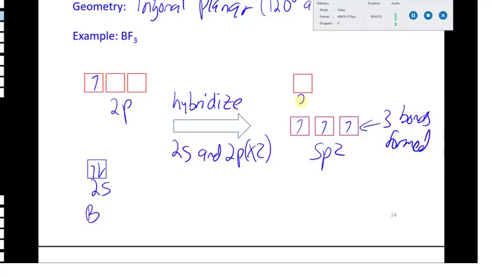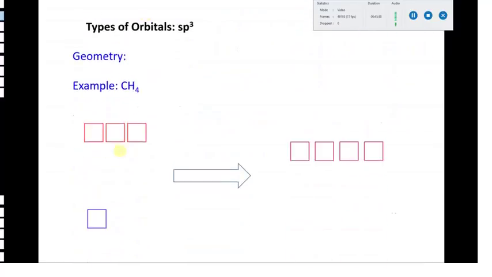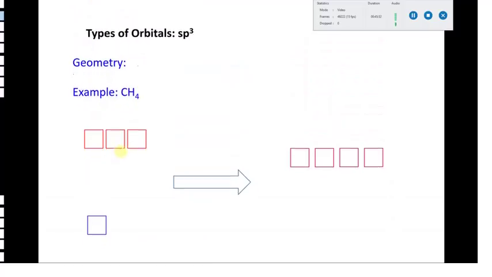And again, in this situation, we still have an empty 2p orbital. Now, these 2p orbitals will be important at times, so they're unhybridized and they don't contribute to the bonding in this picture, but we'll see where they come into play a little bit later on. So that's an example of sp2 hybridization. And then finally, the last one I'll do, there's more than this, but we just don't want to repeat ourselves over and over again, is sp3.